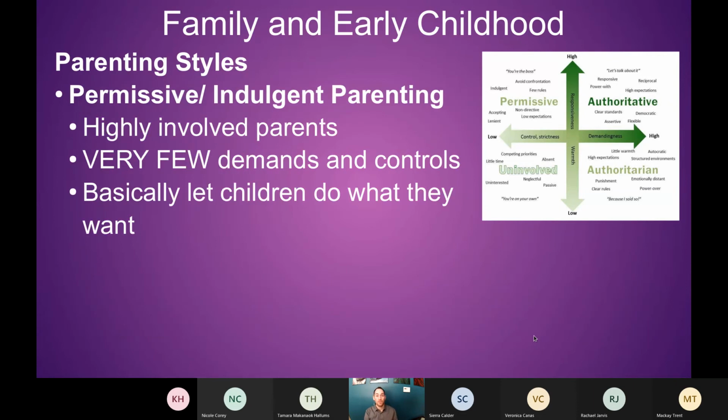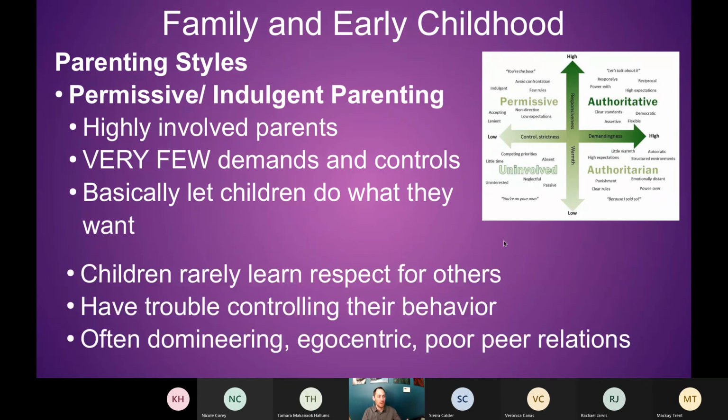So permissive or indulgent parents are highly involved. They are highly responsive. They care a lot about what their child's needs and wants are, maybe even trying to give those to them, but very low on control, strictness, demandingness, very few rules. You could say they basically let children do whatever they want, and so that would be a permissive parent. So this is also a risk factor for some things.